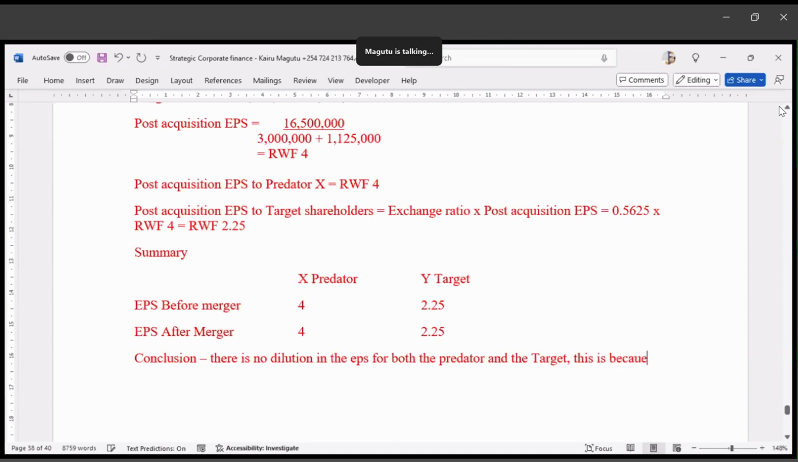...is because the exchange ratio was based on the EPS, hence it is non-dilutive.